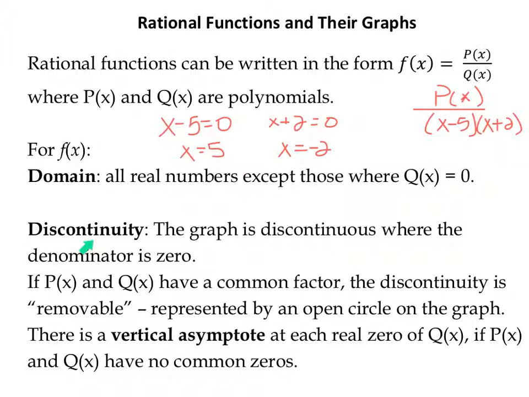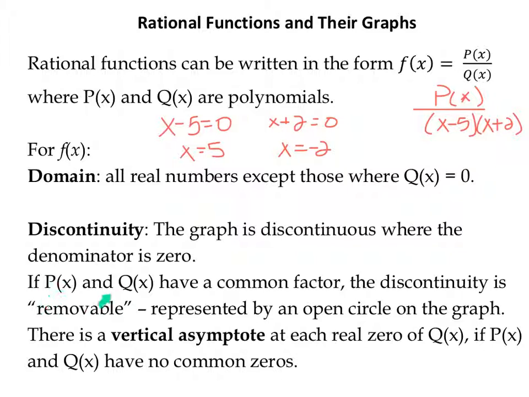We also want to look at those as discontinuities. The graph is going to be called discontinuous where the denominator is 0. It means it doesn't continue. It goes to a point, but it can't include that point, so it doesn't continue, in this case, at x equals 5 or x equals negative 2. So there's some different things that can happen at those points of discontinuity.